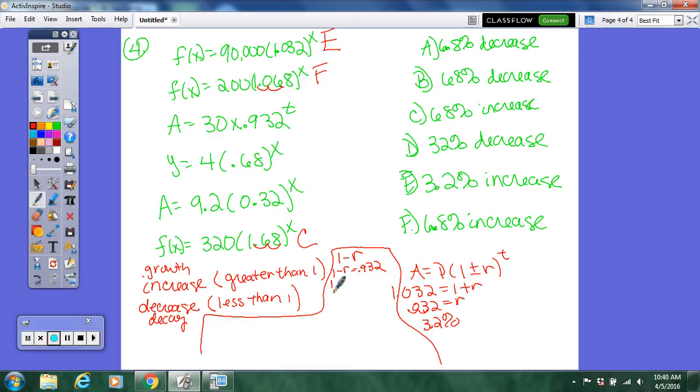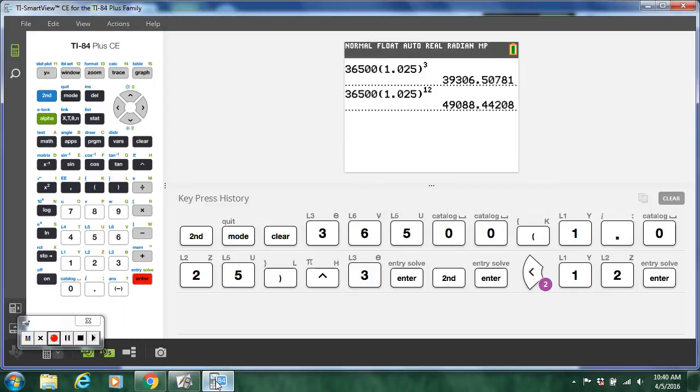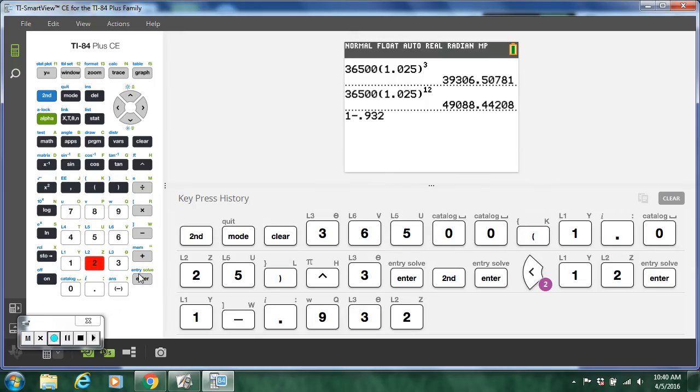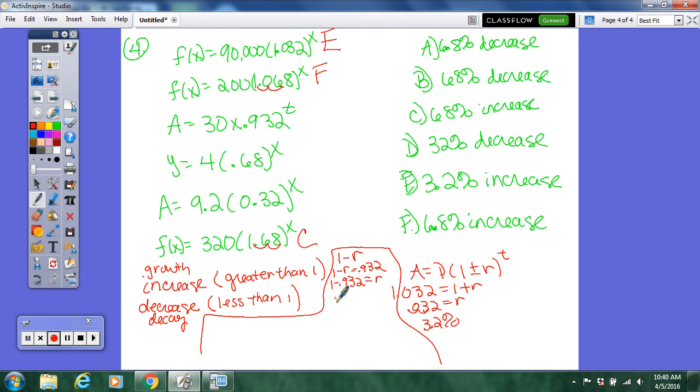I'm going to say 1 minus 0.932 equals R. Well, what's 1 minus 0.932? It is 0.068. Well, if that's 0.068, now what do I have to do? Move my decimal 2 places. So when I move it over, now I'm at a 6.8% decrease. So 6.8% decrease right there. So A.